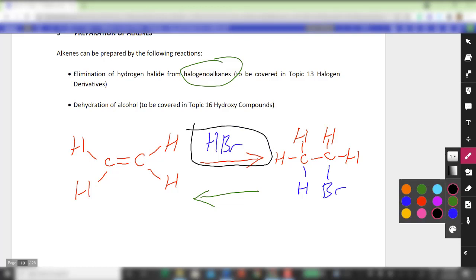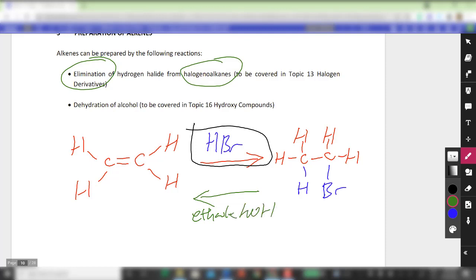I can also do the reverse in order for me to get an alkene. So the reverse reaction is known as dehydrohalogenation, or otherwise called elimination. The reagents and conditions: we'll usually employ ethanoic KOH and heat under reflux. This might be quite a mouthful, but it doesn't really matter for now.